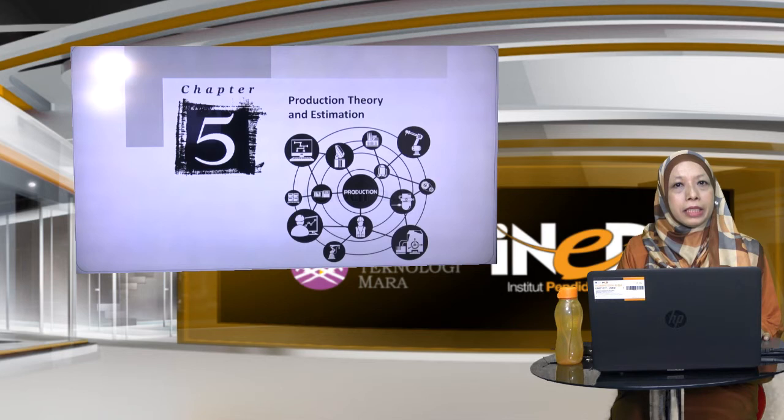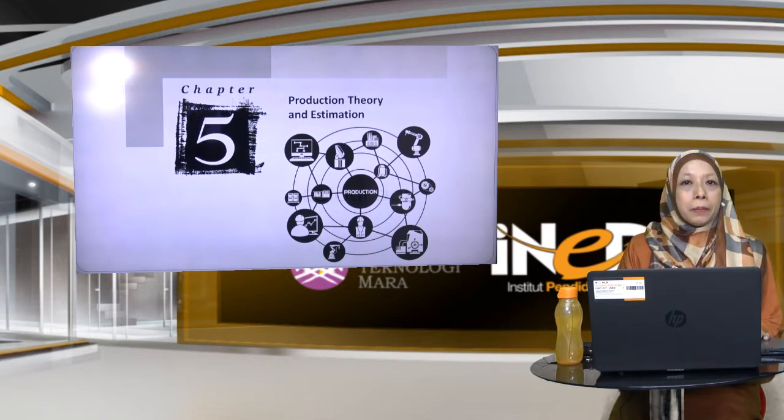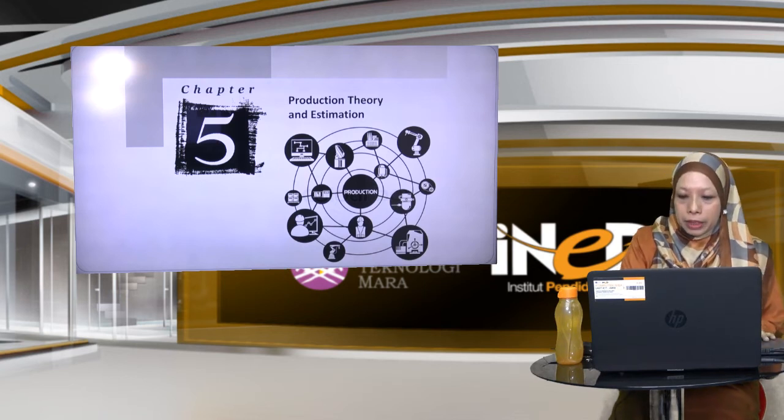Now, for any manager, because they want to maximize profit, their main concern is to identify how best they can produce the product using the least cost technique. So in this chapter, theory of production, what we plan to do is to identify the optimal method or the cheapest method to produce a product.